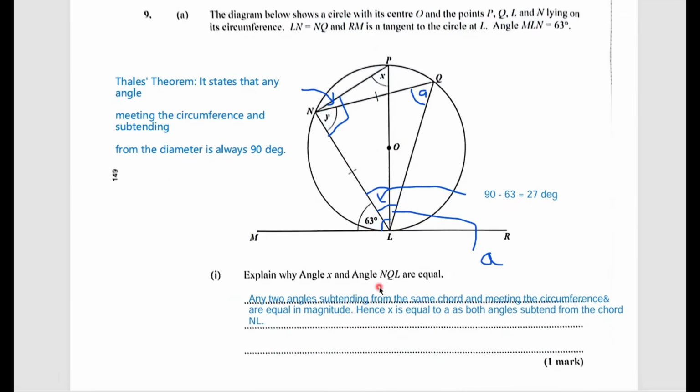Explain why angle X and angle NQL are equal. So let's explain how X and NQL, that's A here, I call it A, how X and A are equal. Well, we know any two angles subtending from the same chord, the chord being NL, and they both meet the circumference, these two angles are equal to each other, right? So X and A are equal. They come from the same chord, NL, and they both meet the circumference.